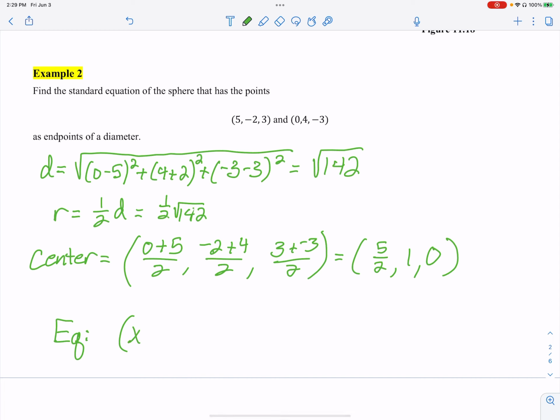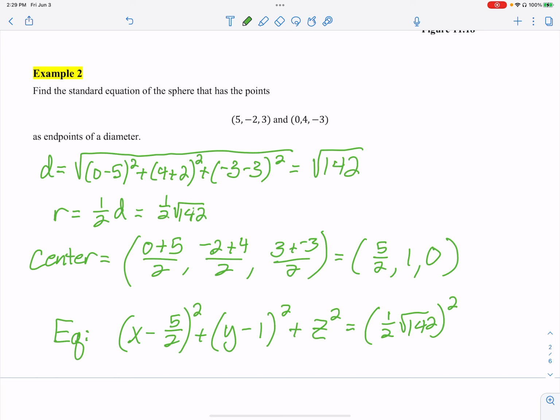So it's x minus 5 over 2 squared plus y minus 1 squared plus z squared, because it's 0. And this equals 1/2 square root of 142 squared. If you want to, that is the same thing as 71 over 2. Either way is the correct answer for me. All I care about is the new things. The square is not new. That's arithmetic. So there we go.